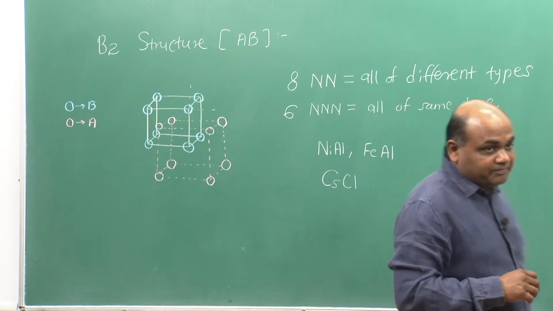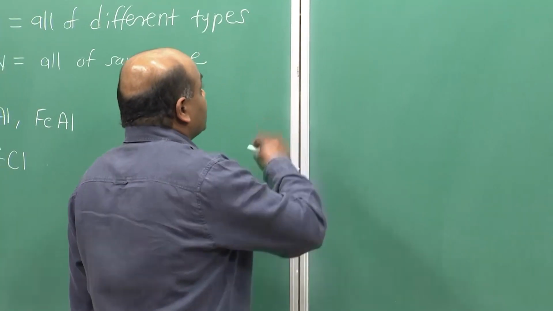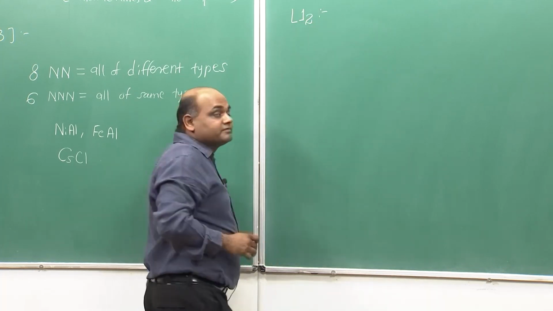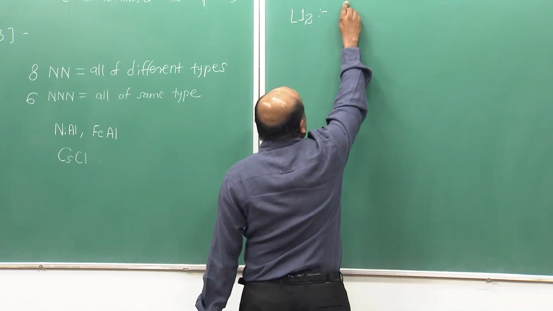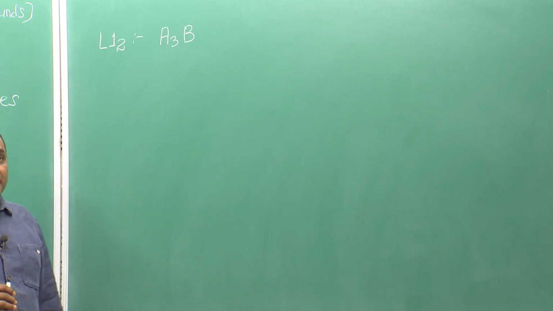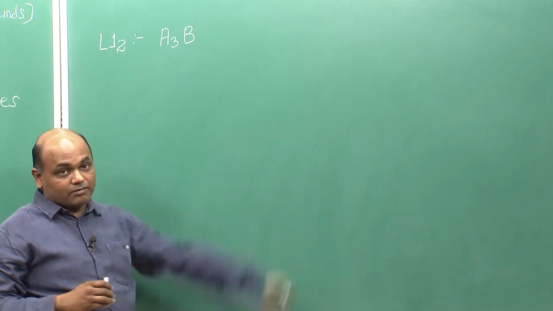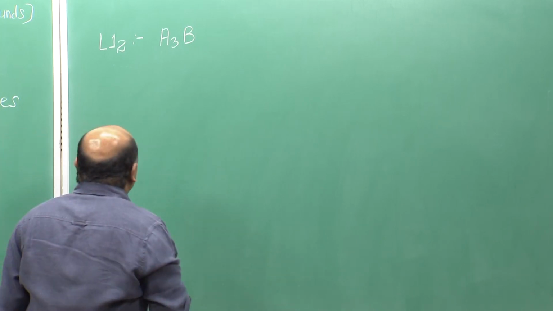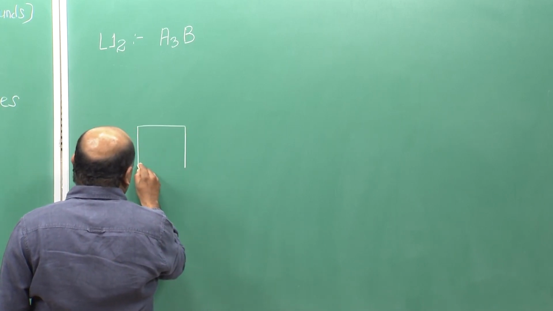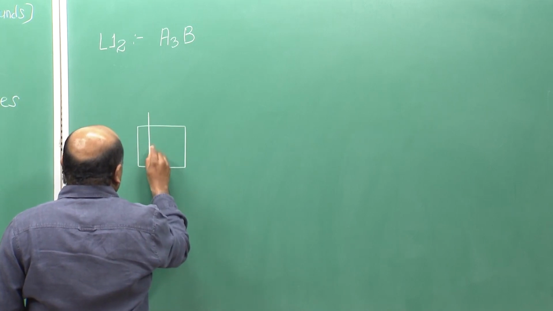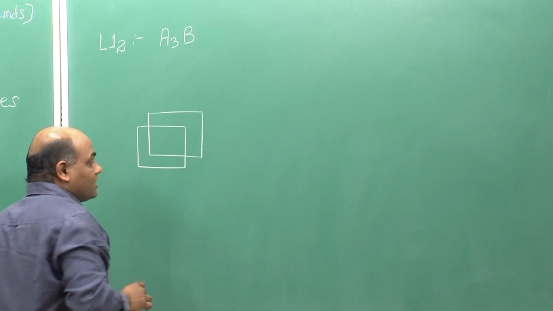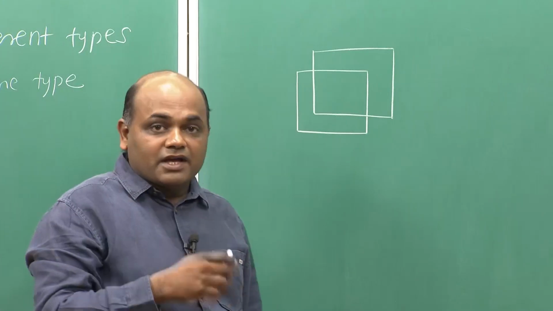Another important crystal structure in ordered compounds is called the L12 structure, and this occurs in compounds of the stoichiometry A3B, 3 atoms of A per atom of B, and this L12 structure can be simplistically looked upon as a face centered cube with all B atoms at the corner and all A atoms at the face centers.